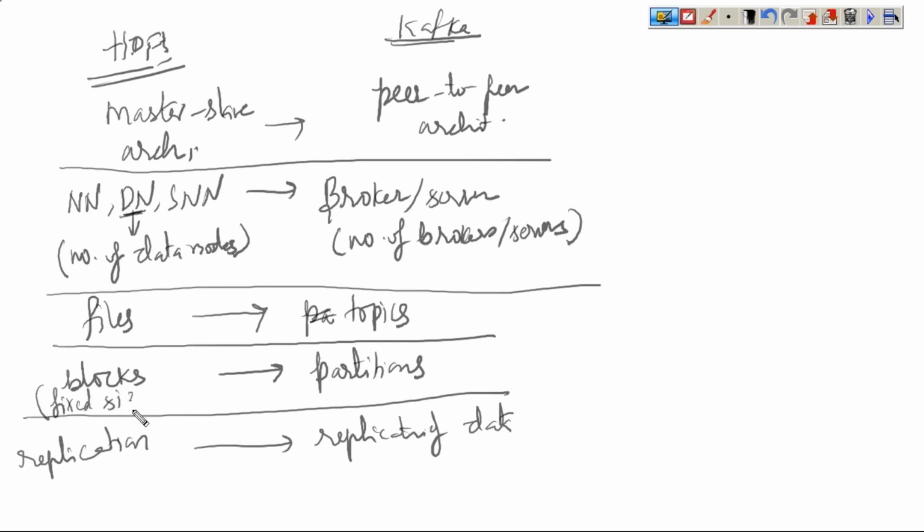In this case, all the blocks will be of fixed size. But here, the partitions will not be of fixed size. They may be the same or they may be of different size. There is no fixed size declared for the partitions in Kafka. Is this clear up to now?